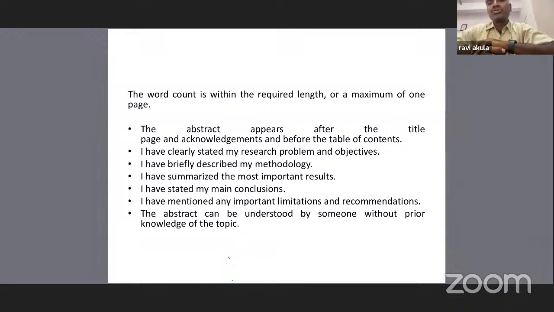The abstract can be understood by someone without prior knowledge of the topic. Even the new readers, the readers who are in no way familiar with the topic, should be able to understand by looking at the abstract what the paper is. So how the paper is built, what conclusions are drawn, what methodology is followed, what problem they have found, and whether the objectives were met or not. These points should be easily understandable by a person who is not familiar with that topic.